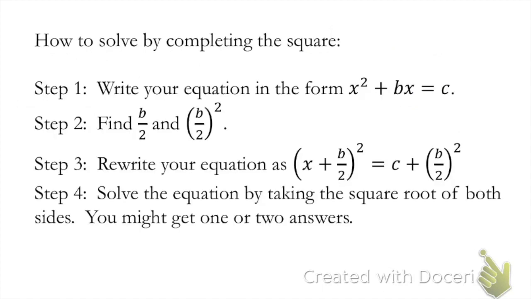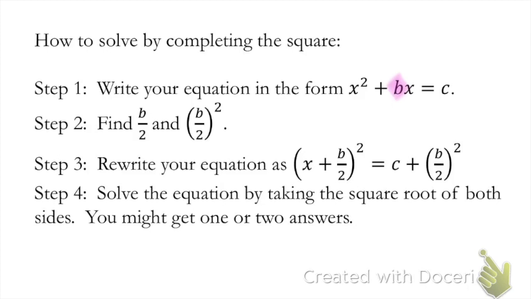Here are the steps on how you solve a quadratic equation by completing the square. First of all, write your equation in the form x squared plus bx equals c, so you might need to add or subtract that c term over. Then you find what b over 2 is and what b over 2 squared is. B is going to be just whatever number is right here in front of your x.